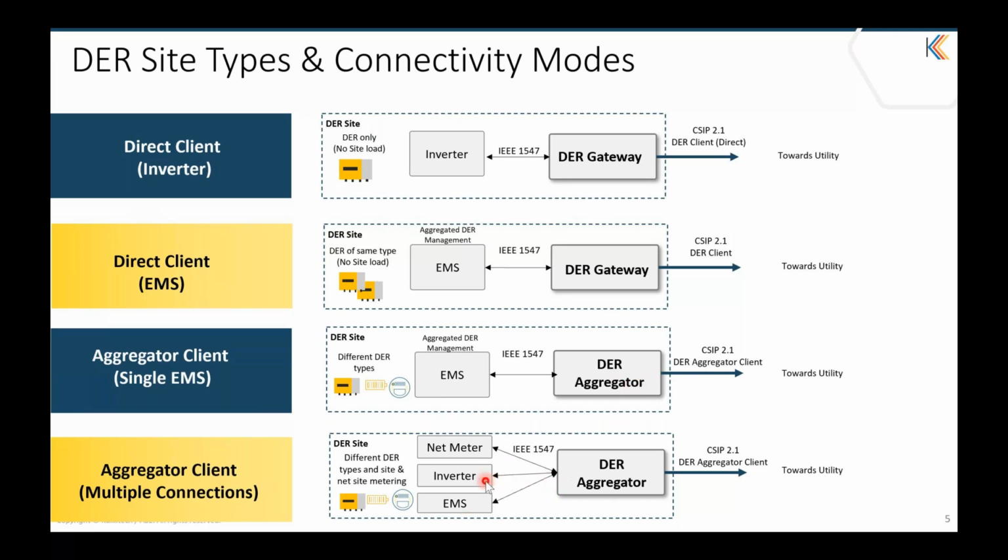The last option is again the DER aggregator option, but the DER aggregator can connect with downstream systems or software. It could be an EMS, inverters, a net meter, battery controllers, battery inverters, EV chargers, etc. The primary responsibility of the aggregator is to communicate with all the different types of assets out there, collect the data on different protocols or interfaces, and then expose the data to the utility on 2030.5.